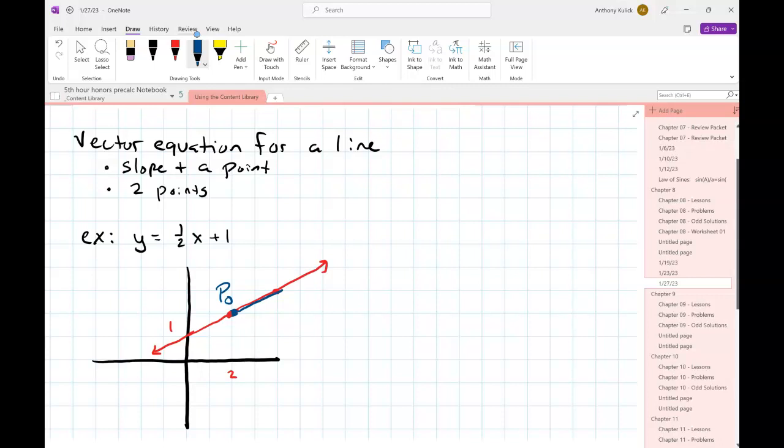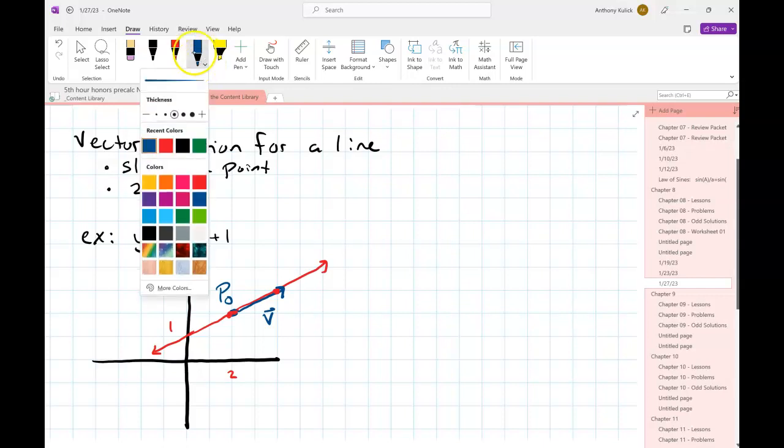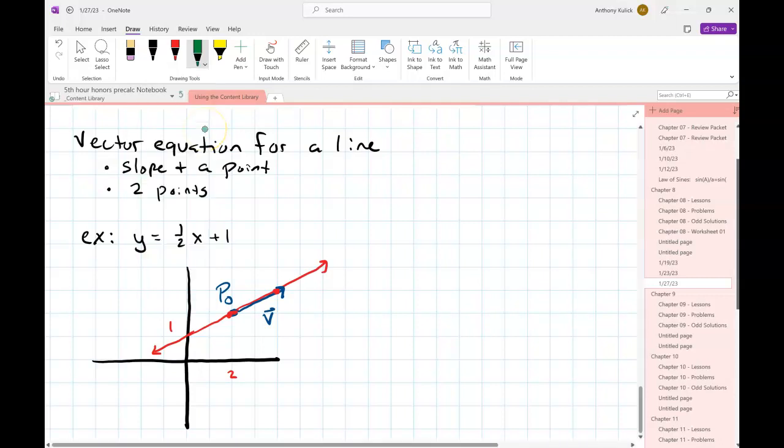To represent this, I would draw a vector starting at that point, and it could go in that direction or it could go in that direction, right? Either of those would be fair game for a vector to represent this line. You guys agree with that? Okay.